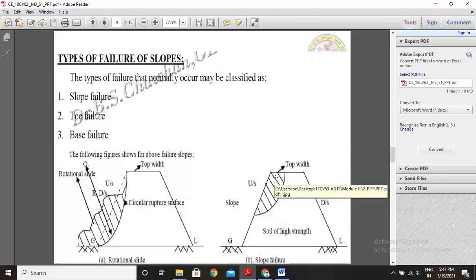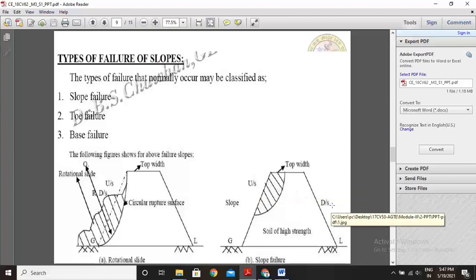Like that, slope failure occurs in soil of high strength at these portions. This is upstream, this side is downstream, and this is the top width. Slope failure takes place like that.